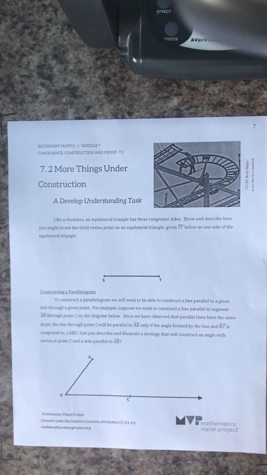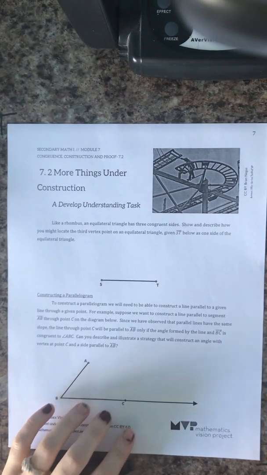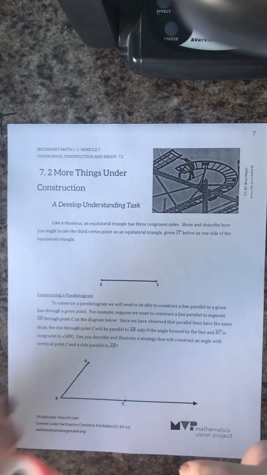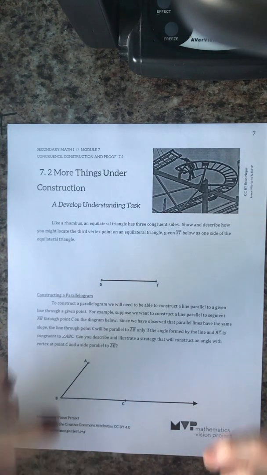Alright, welcome to 7.2, more on constructions. Last time we did rhombuses and squares. This time we're going to talk about triangles and hexagons. Super fun. Okay, like a rhombus, an equilateral triangle has three congruent sides. If you didn't know that, now you do.